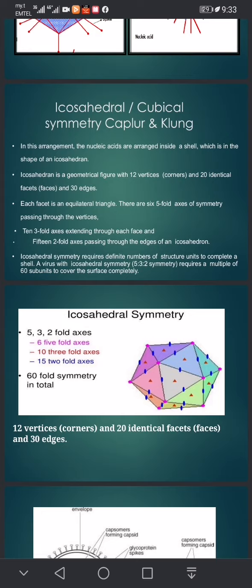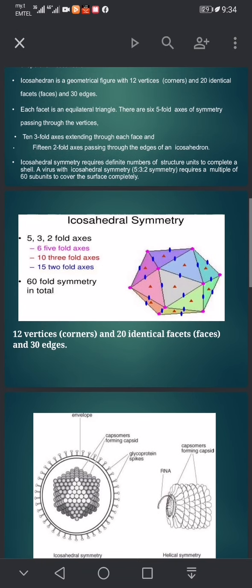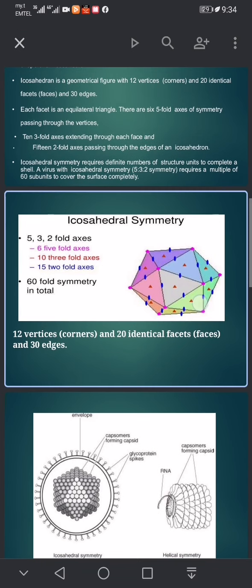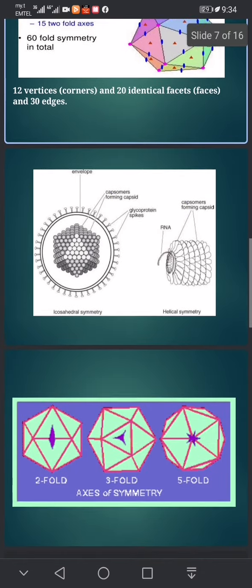Each face is an equilateral triangle, and the faces together have 6 five-fold axes of symmetry passing through their vertices. As we can see in this particular shape in the next slide, we can see 12 vertices, 20 identical faces, and 30 edges.